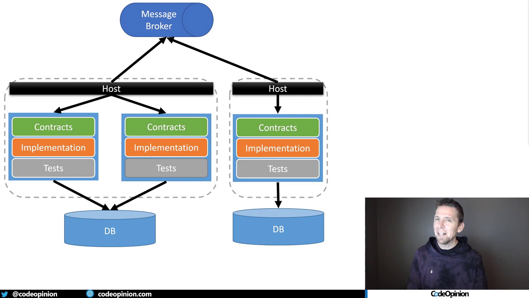So now, do we still have a monolith? Or do we have more service-oriented, moving towards microservices? Because we have different physically deployed instances that are using a message broker to communicate asynchronously, and we're loosely coupled. So are we still a monolith now, or are we moving towards services?